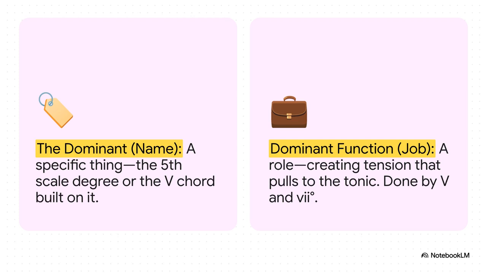The dominant is a name. It's a label for a very specific thing, the fifth note of the scale or the chord built on it. But dominant function is a job. It's a role. It describes the task of creating tension. The V chord is the most common chord to do this job, for sure. But as we saw, the chord on the seventh degree can also step in and do that exact same job. So one is a title, the other is a job description.